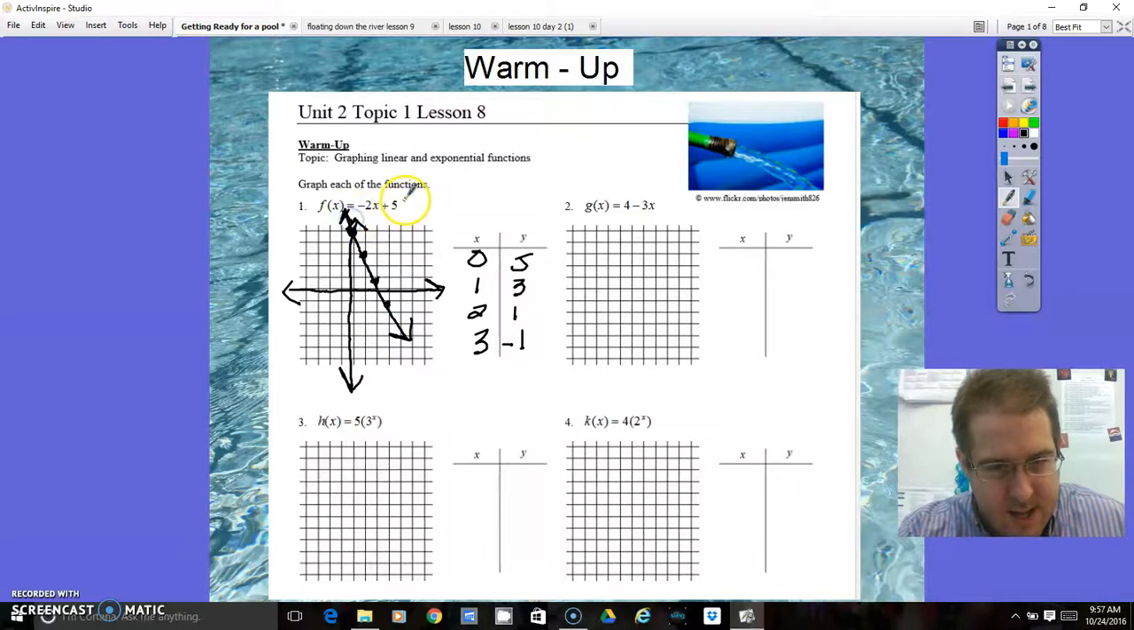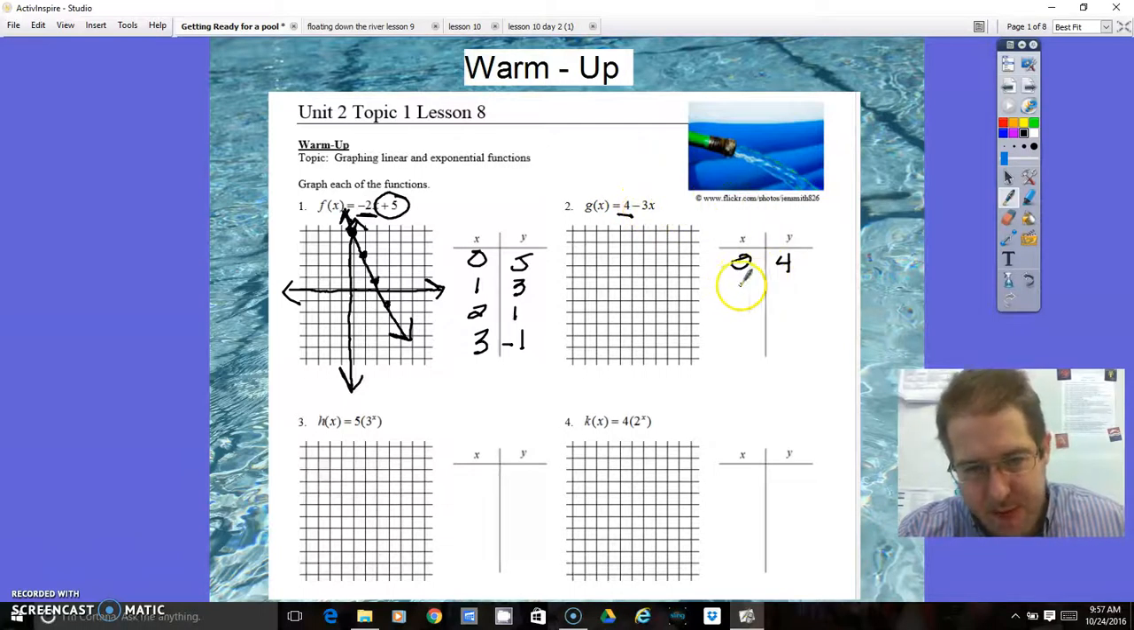So basically what it's saying is that it starts at 5 and it decreases by 2 per number. Same thing here. It starts at 4. So we know it's going to be 0, 4, and it's going to decrease by 3 per number after that. So the first number is going to be 1. The second number is going to be negative 2. And then the third number is going to be negative 5.